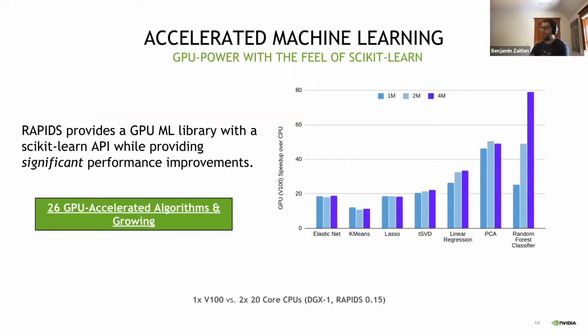And similarly to cuDF, we can also show how we're performing on these particular algorithms over a CPU. So k-means, lasso, linear regression, PCA, random forest. Again, not deep learning, but traditional, it seems weird, but traditional machine learning. And we have 26, I think, GPU accelerated algorithms already supported. We can keep on growing and keep on going after more performance.